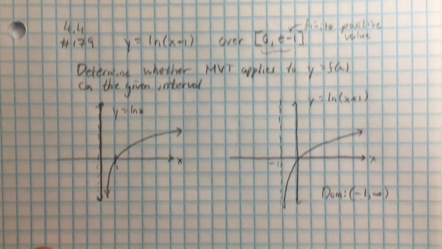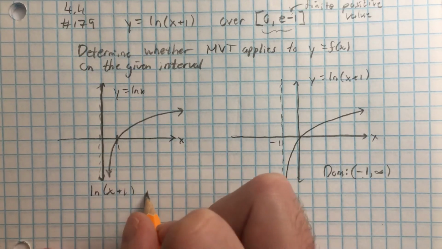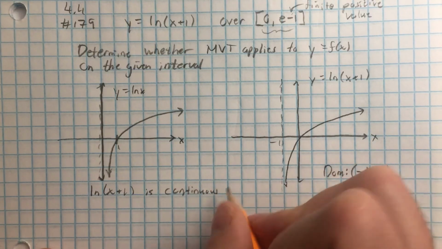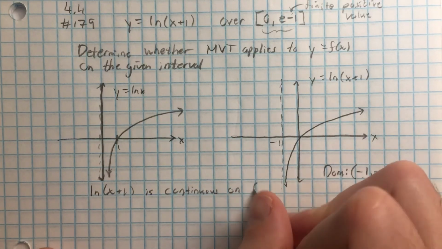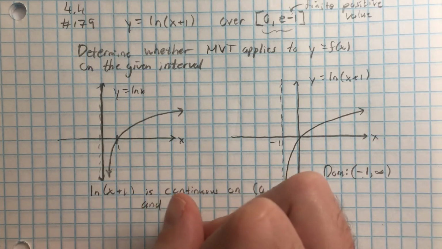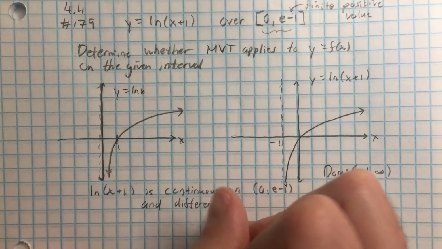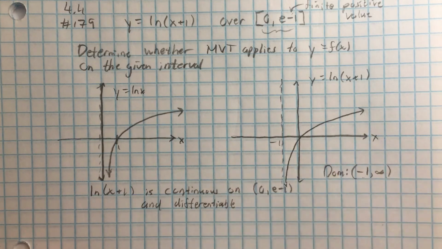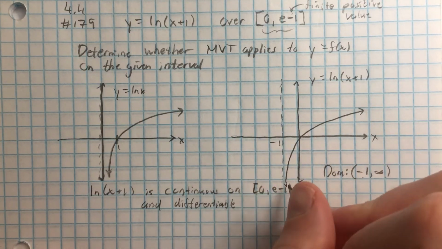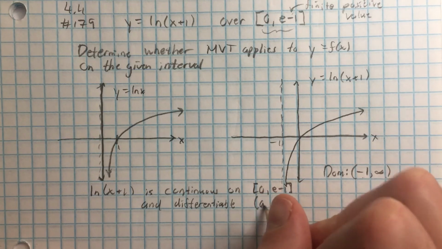It will be continuous. ln x plus 1 is continuous on the open interval 0, e minus 1, and is differentiable, sorry, I was thinking about differentiable. It's continuous on the closed interval and differentiable on the open interval.